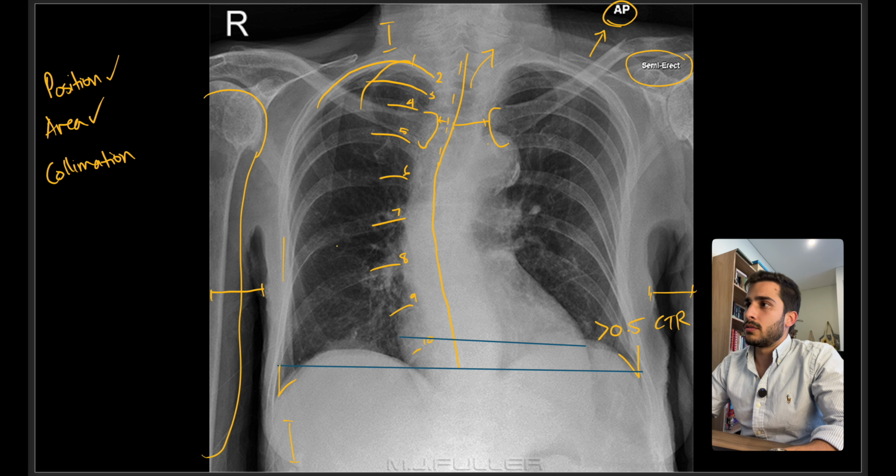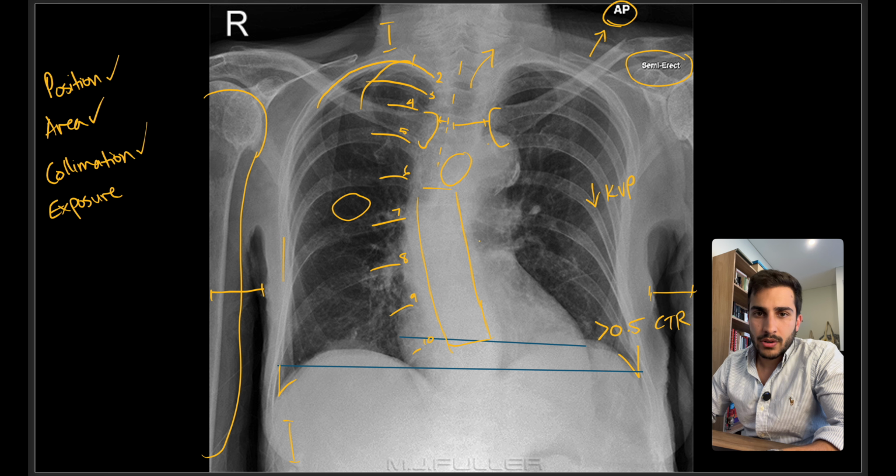And I can tell it's a low kVp because one of the other metrics that we looked at was the penetration of the mediastinum. So in this area, it's very hard to actually see the joint spaces of the thoracic vertebra, which means it's not penetrated enough, so not enough kVp. mAs as well, I would say it's slightly low.